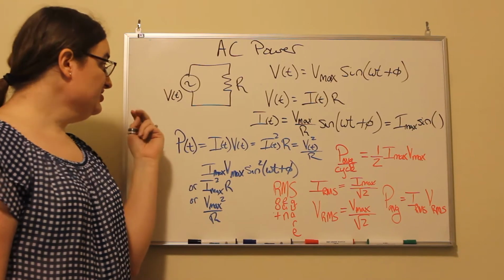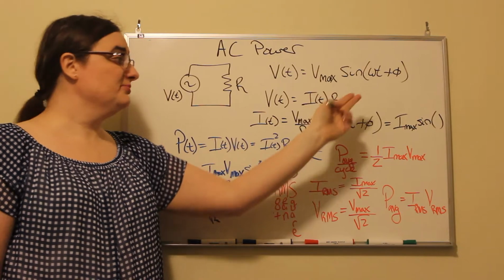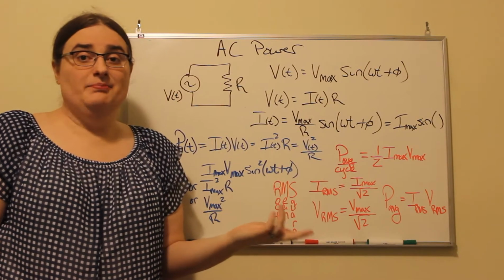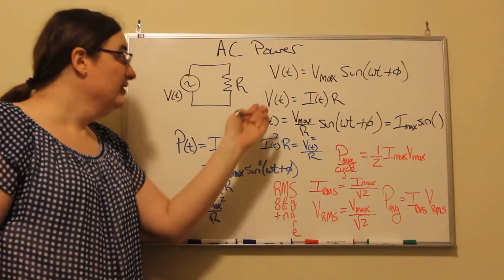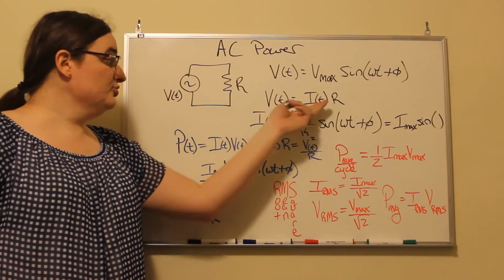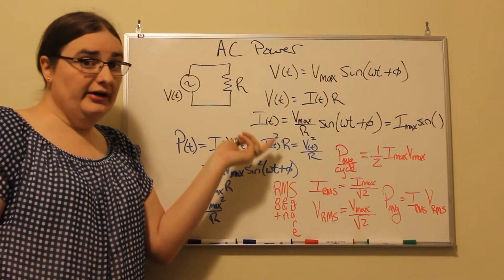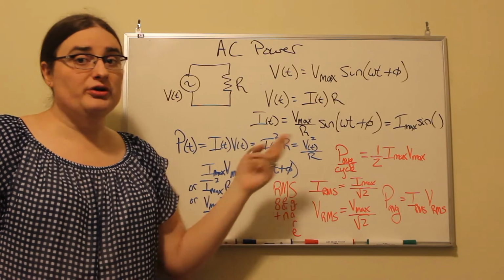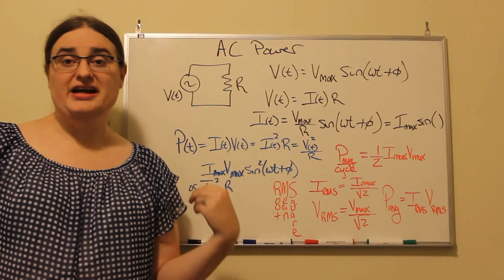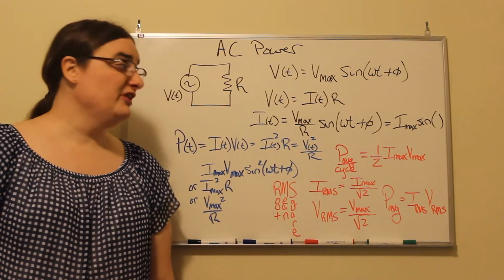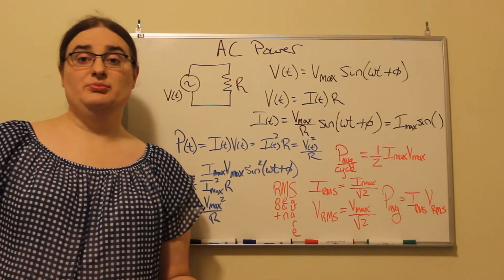So with the case of a resistor, if I have a potential difference from a power source that's equal to a maximum times an oscillating component, say the sine of omega t plus some phase angle phi, well, the voltage from my source would have to be equal to the current in my circuit times my resistance. So my current is just going to be the maximum voltage over my resistance times the exact same trig function, the sine of omega t plus some phase angle, which Vmax over R would just be my maximum current.